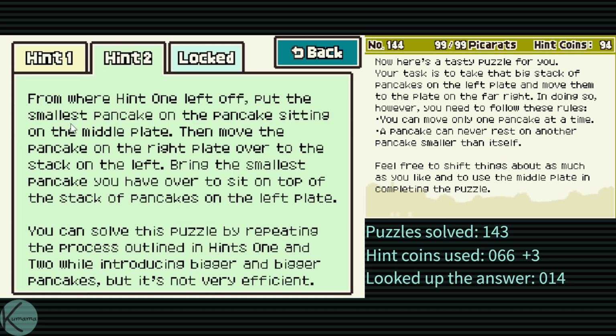We're just gonna have to look at stuff from where hint 1 left off. Put the smallest pancake sitting on the middle plate, then move the pancake on the right plate over to the stack on the left. Bring the smallest pancake you have over to sit on top of the stack of pancakes on the left plate. This all works well until the last two, and then my brain just goes stupid, and I'm like, I don't know what a pancake is.